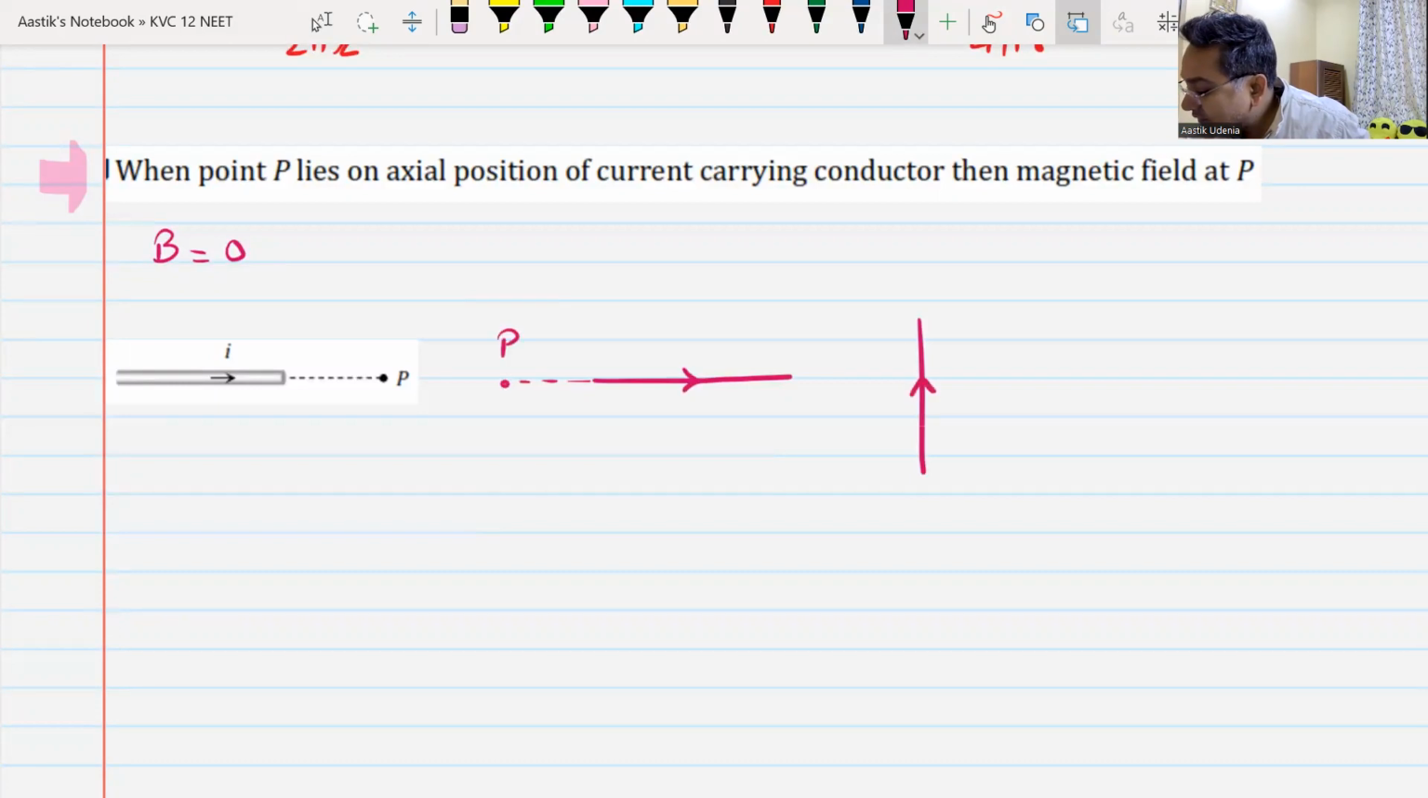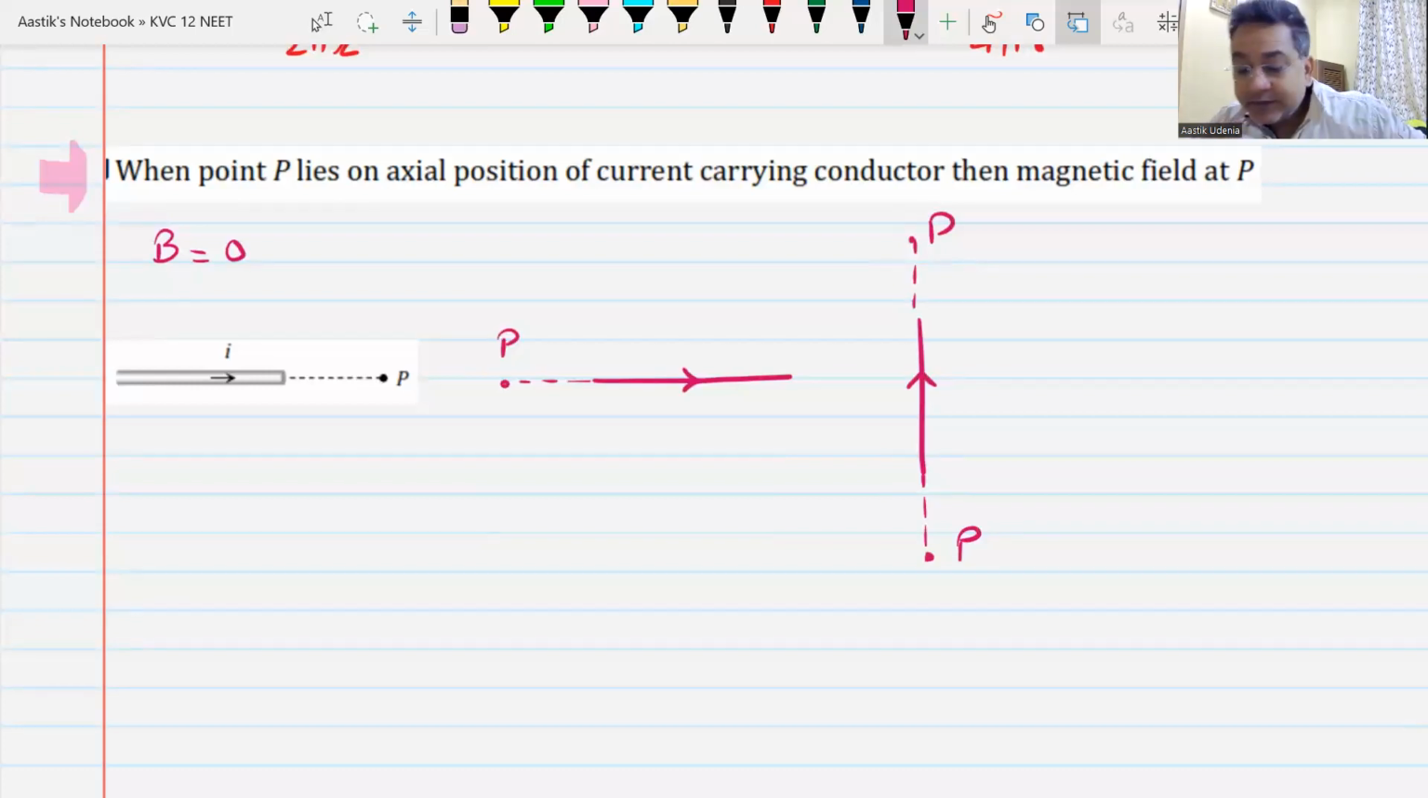In all these cases, whether the point is directly ahead or directly behind, the magnetic field created by this wire would be 0. Do we understand this? Magnetic field created by this wire would be 0. Everyone has understood this? Yes, sir.